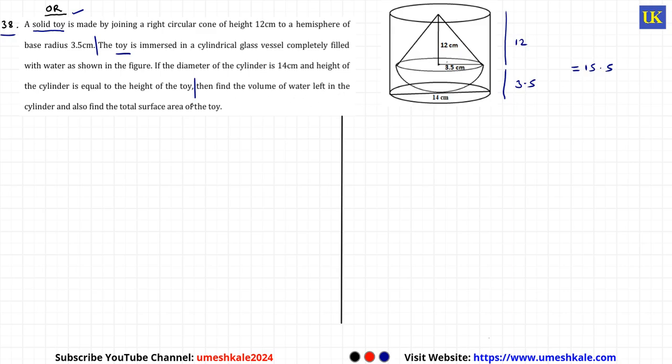Now find the volume of water left in the cylinder, and also find the total surface area of the toy. So they are asking about the area of the toy, not the solid toy. So these are basically the two things we have to find. First we'll find the volume of water which is left.